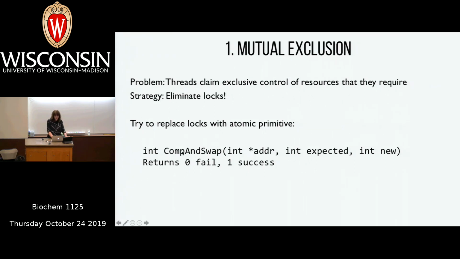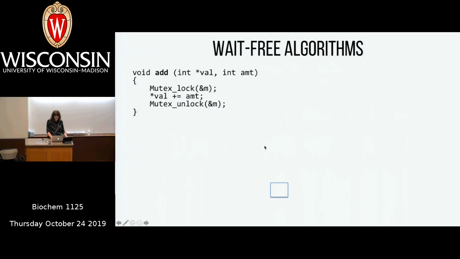So let's go back to that compare and swap hardware primitive that we talked about before, where you pass in some address. And if the value of the address is equal to some expected value, then you set it equal to the new one. But if it's not, you don't do any changes. And this is implemented in hardware, and it's guaranteed to be atomic. And if we have this as a primitive instead of locks, we won't have deadlocks.